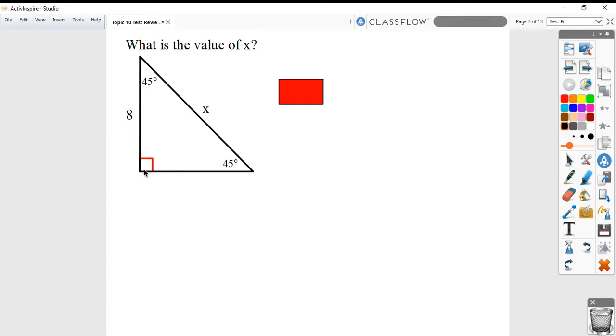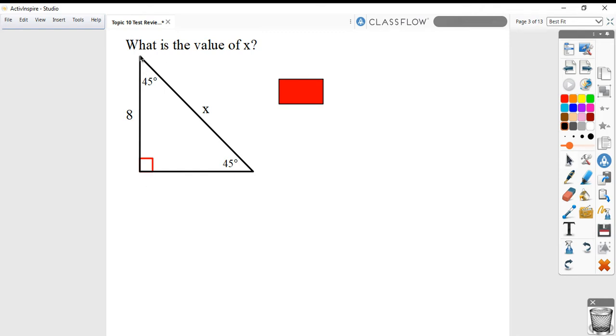This next one right here, what is the value of x? Okay, this is a callback to the topic 10 notes when we talked about special right triangles. And this particular one is a 45, 45, 90 triangle. You can tell that just because that's what the angles are, 45 degrees and 45 degrees. There is a specific relationship between the length of the leg and the length of the hypotenuse on a 45, 45, 90 triangle. And that is this.